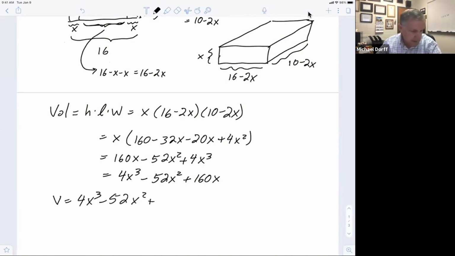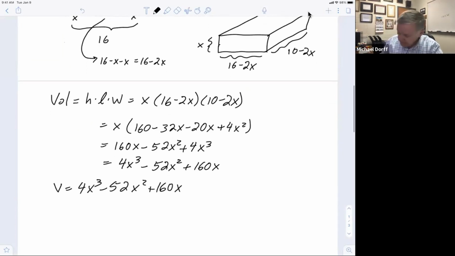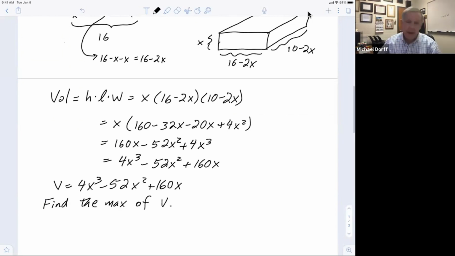And what do we want to do with this now? We want to find the max of V. And how can we do that?